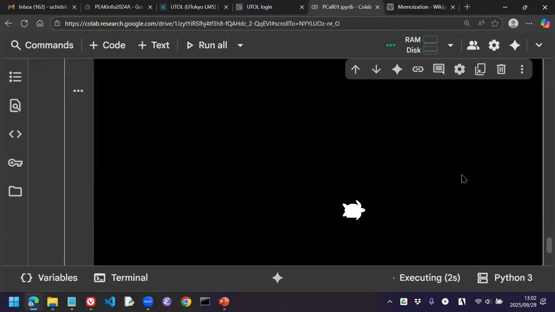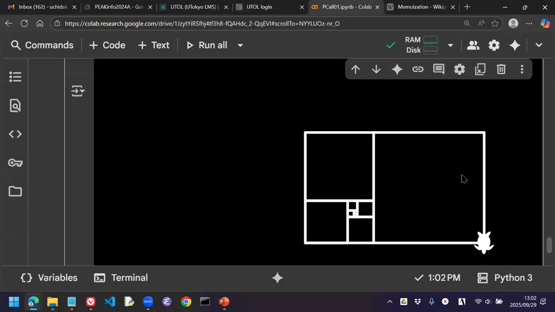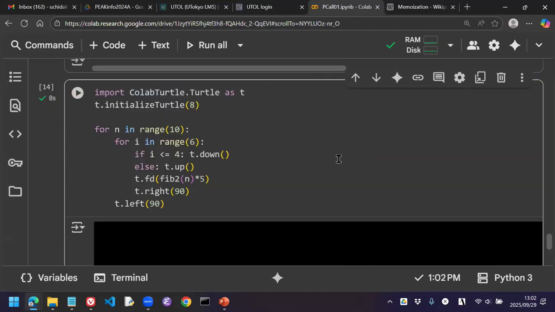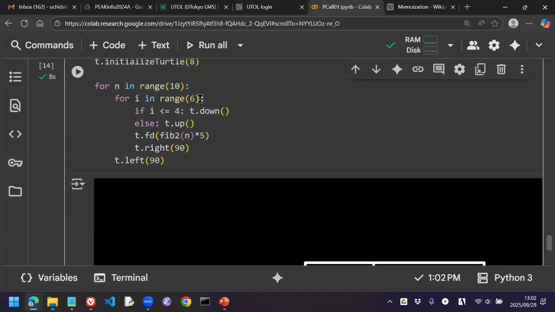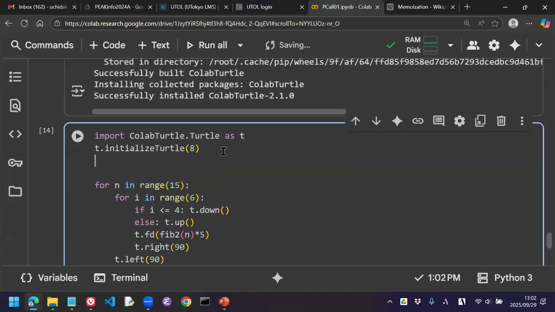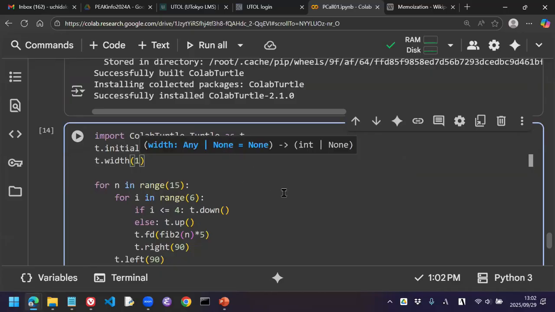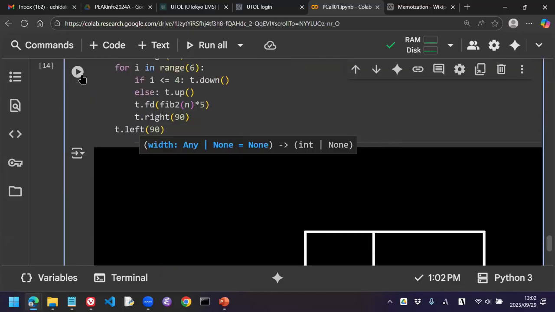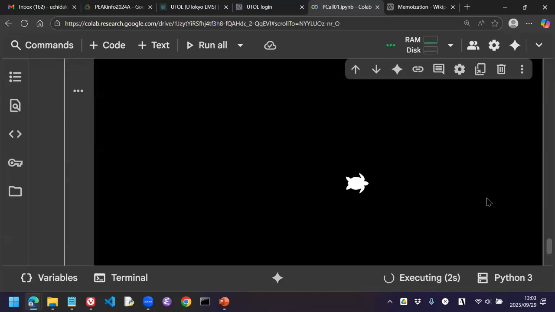Okay, it's running. You see how the turtle is drawing spirals. Okay, let's do it a little more than this by changing it to, say, up to 15. And also, let's change the pen width to 1. And I think this is good enough. Let's run it again. Okay, it's working.